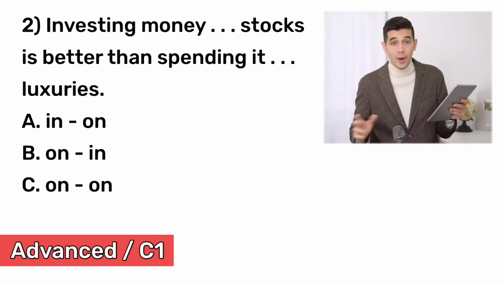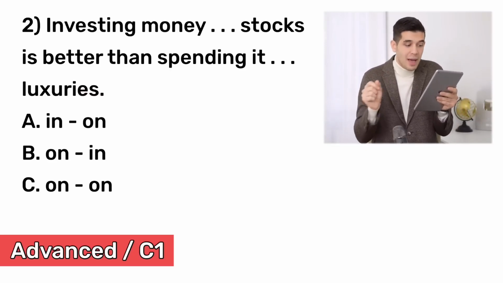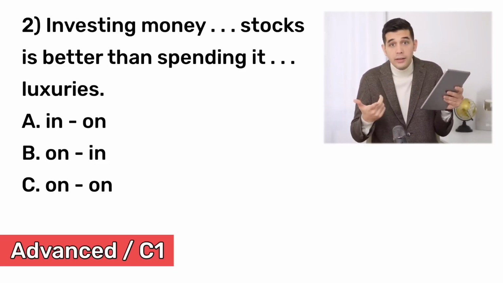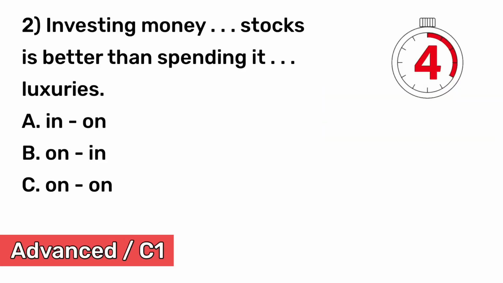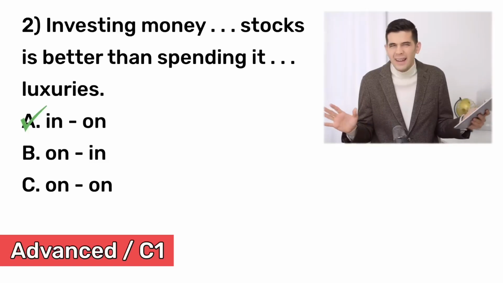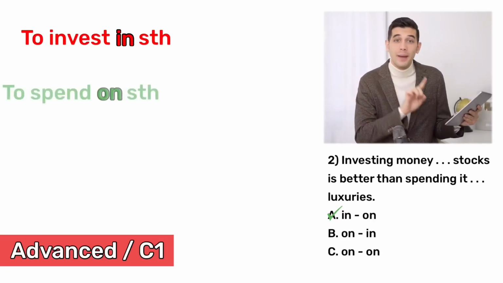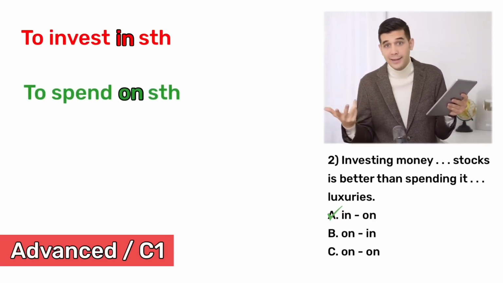Moving on to the second question. Investing your money, stocks, is better than spending it, luxuries. In, on in, on. This was quite simple, right? You invest in something, you spend on something. So the answer is in, on.